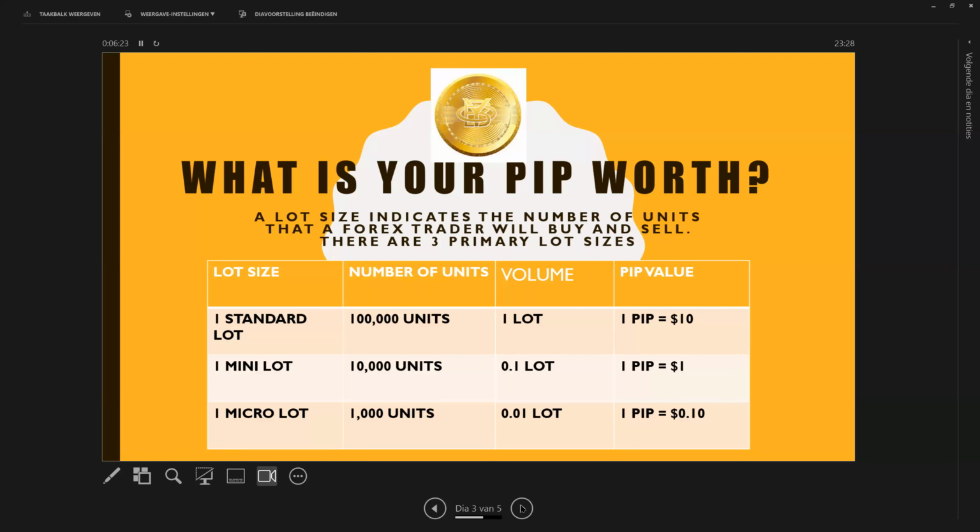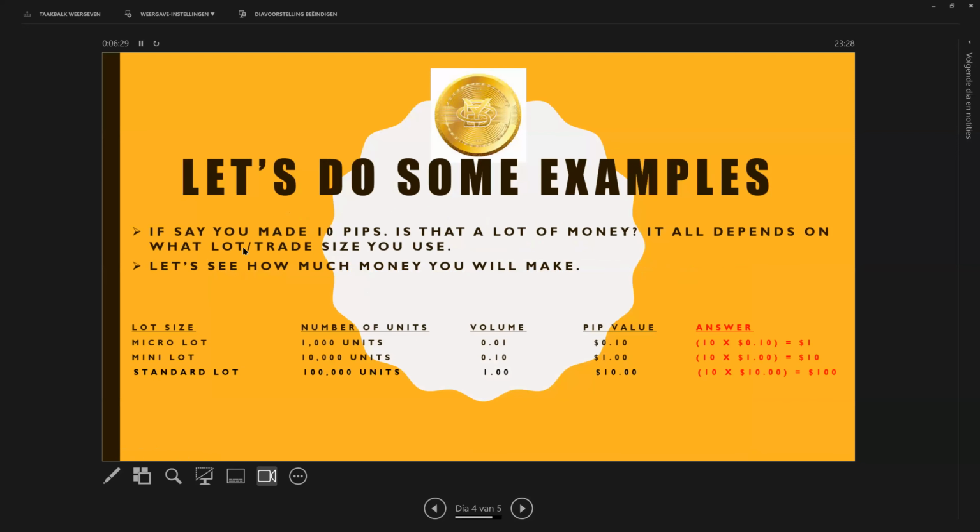Great. So now we are going to go to the next one. And here we can have some examples of what we can do with our lot size. If I say you made 10 pips, is that a lot of money? It all depends on what lot trade size you use. And let's see now how much money you can make by knowing how much your lot size is worth, and how to put your lot sizes to work.